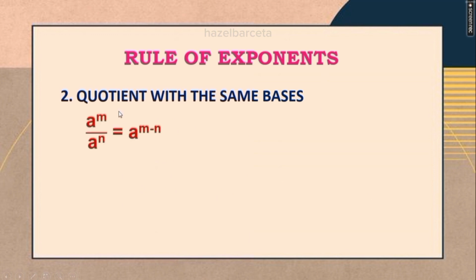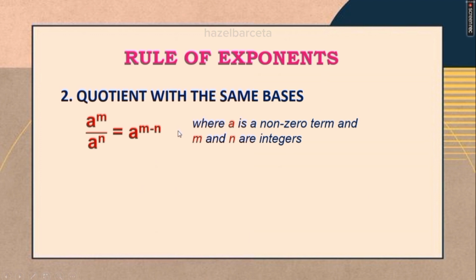Quotient with the same base, A raised to M over A raised to N is equal to A raised to M minus N. So, minus naman kapag quotient, taas minus baba. So, ano po ang tawag sa taas? Ang ating taas ay tinatawag nating numerator. Sorry. At ang ating baba ay denominator. So, exponent of numerator minus denominator is equal to A raised to M minus N.